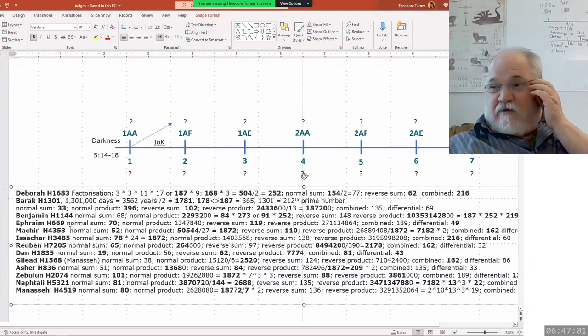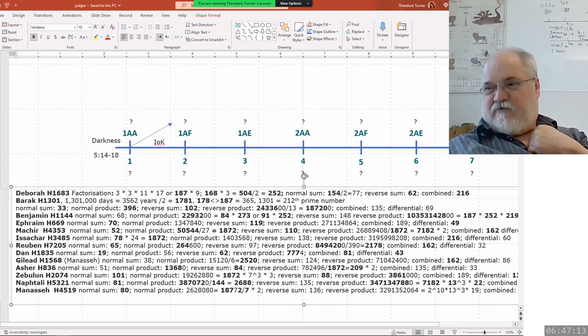Benjamin. And then with Ephraim, we have the normal sum is 70. Of course, 70 is an important number. The reverse sum is 119. So we get that symbol there. We have the 189 as the combined, which is still, I think, probably significant. And then the differential is 49, that's 7 times 7.